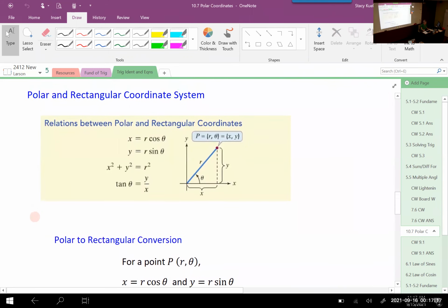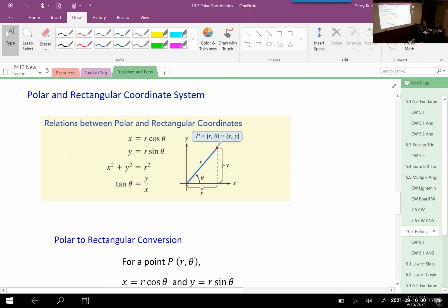Okay. So that brings us then, once you kind of understand the polar coordinate system, we want to be able to convert from one system into another system. So we're talking about rectangular versus polar coordinates. And it uses trig. Okay, this is why it follows along with that.